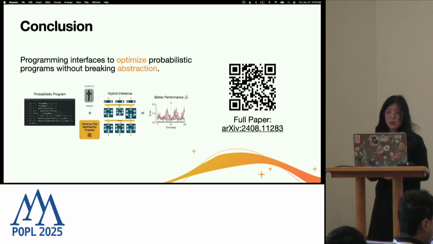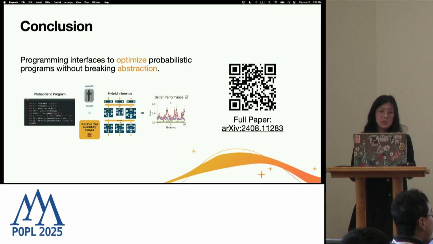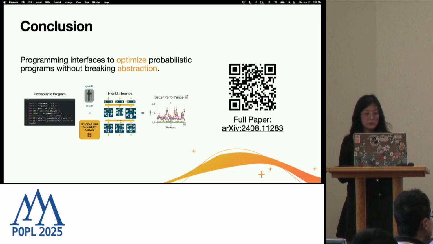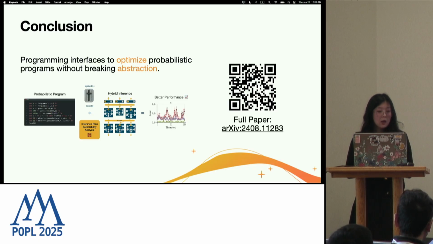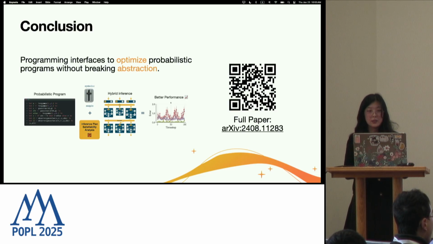So in our work, we focused on hybrid particle filtering. However, the need to optimize programs for better performance exists for other types of algorithms as well, and so does the need for a similar interface to inference plans in those cases. Please take a look at our paper for more details, and that's it for my talk. Happy to take questions.